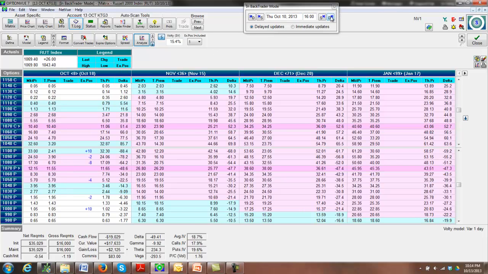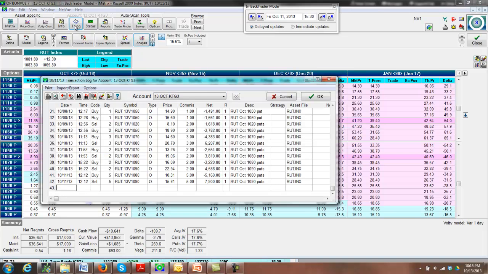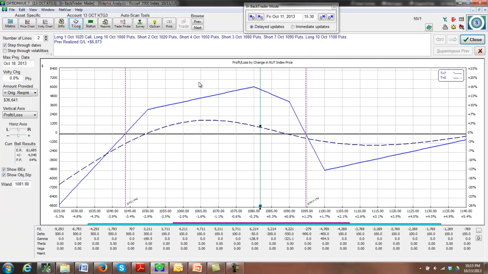So if we come to the end of the day on Friday, with that 12-point gain, you can see we rolled some more of these up to here. We are 109 delta negative. And I decided to hold that negative 109 delta into the weekend. I figured most of the up move is done.